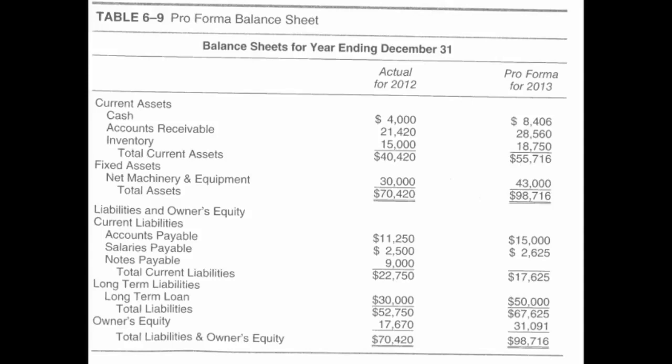The decrease of notes payable reflected the gradual payoff of the line of credit over the course of the year, given projected net cash surpluses throughout the year. Long-term liabilities. Long-term loans were likely taken out in order to pay for the additional machinery and equipment noted by the increase in fixed assets. Owner's equity. This account would increase with the projected net profit for 2013.